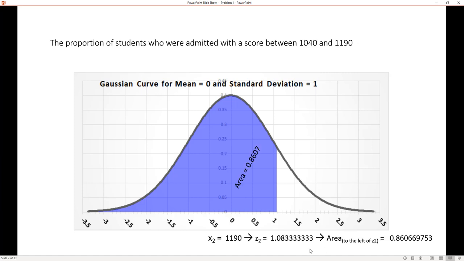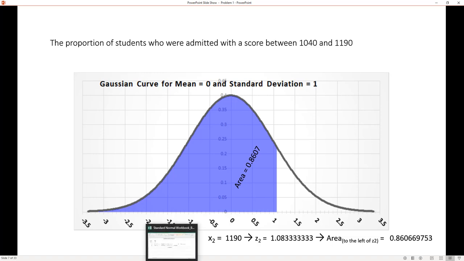And now that corresponds to an area to the left of z. Well, I kind of got it right. It was more than 80%, and that worked out to be 0.8607-ish. If you take a look at this, that means that about 86% of the data fell to the left of this z value, which, if we went all the way back to the original diagram, would mean that about 86% of the students accepted scored less than an 1190 combined score on their SATs.